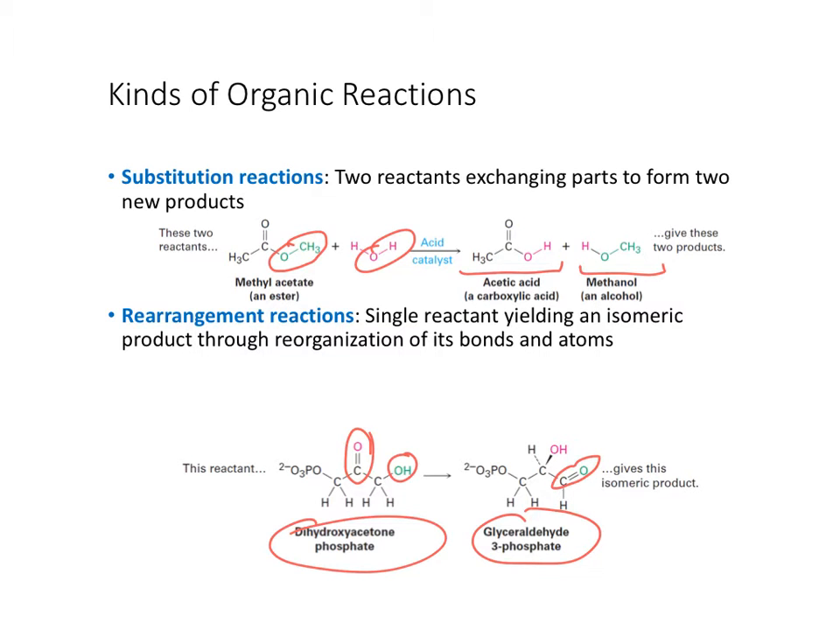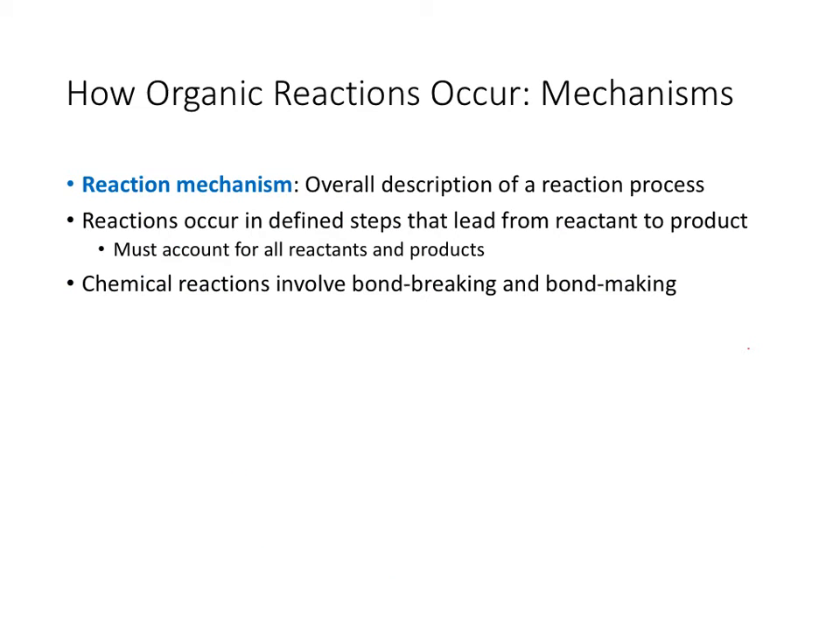middle carbon. Reactions occur through what we call reaction mechanisms. A reaction mechanism is the overall description of a reaction process, and it's going to describe how the electrons are flowing and how bonds are breaking and bonds are being made. And reactions will occur in defined steps that lead from reactant to product.